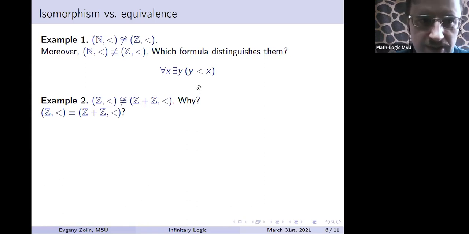You can even write more difficult sentences. For example, for any element, there is a next bigger element. For any A, there is B such that B is bigger than A, and there are no elements between A and B. You can easily write this formula, and it is true here and here. So again, we could not distinguish them. So the question is, do we have any formula that distinguishes them?